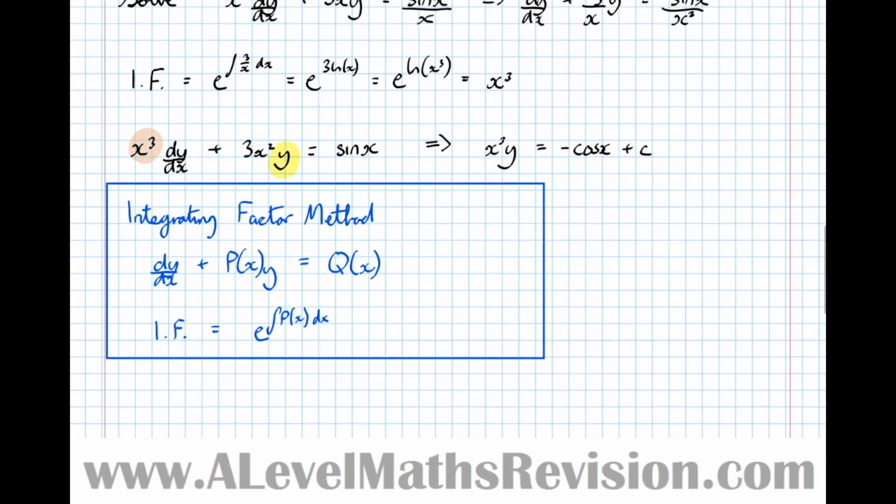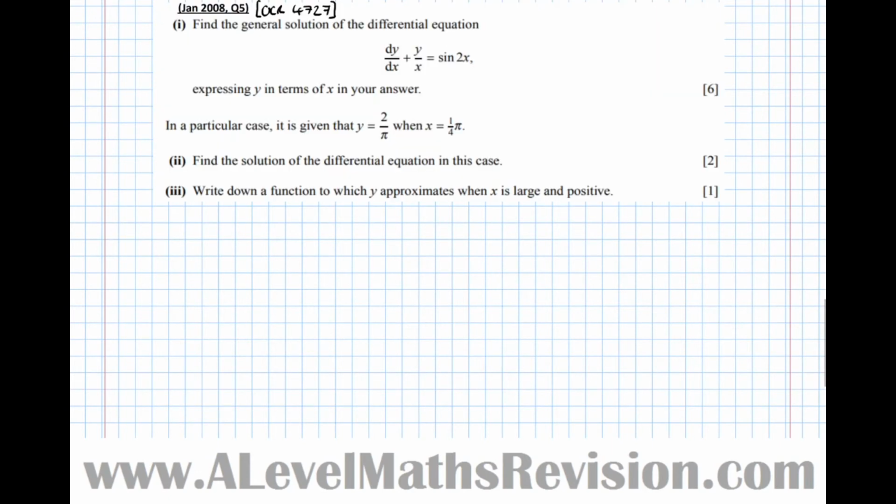So let's now put this into practice in an exam question, and once you've done a few of these, they become relatively straightforward. So have a look at our exam questions on this, do 5 or 6 of them, then you'll certainly become a lot more fluent with the method. So let's have a look at this exam question here from 2008. So it says, find the general solution of the differential equation dy by dx plus y over x equals sine 2x, expressing y in terms of x in your answer.